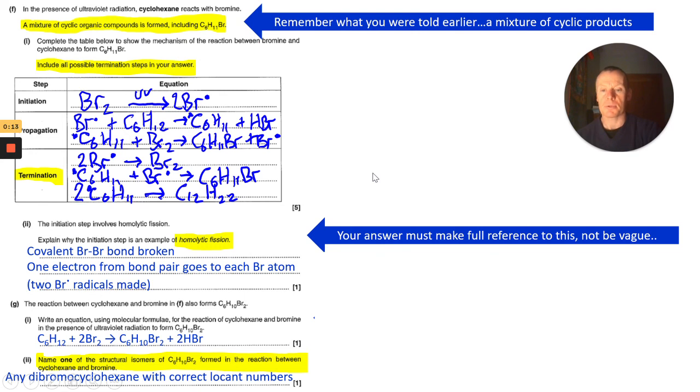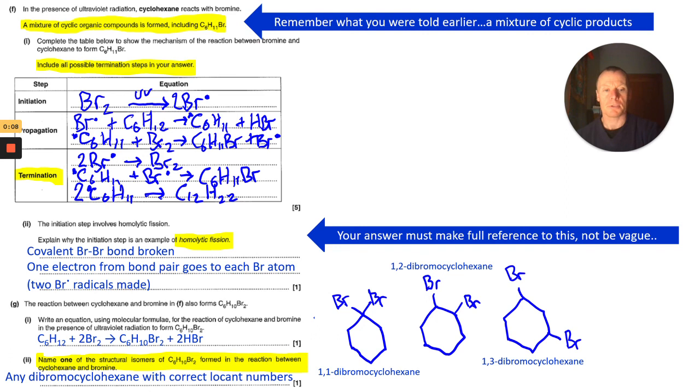Any dibromo cyclohexane with the correct locant numbers, like any of these 4, will do the job perfectly.